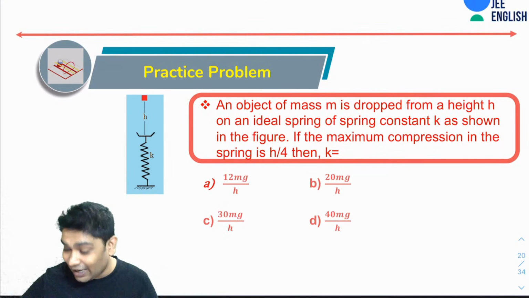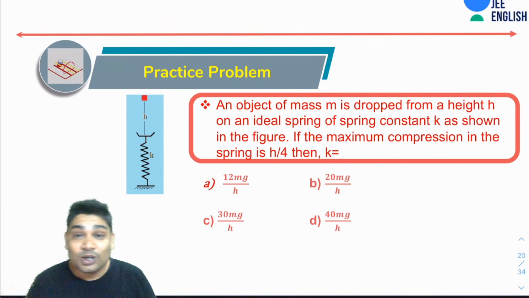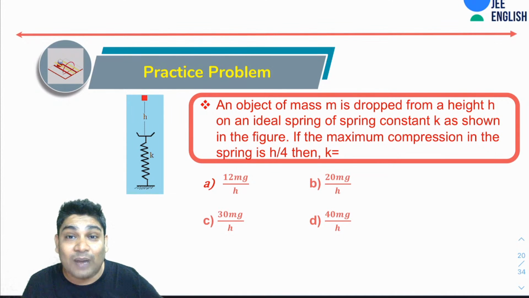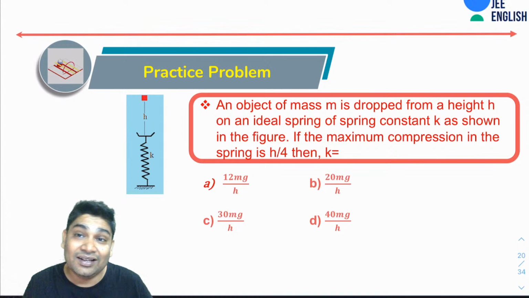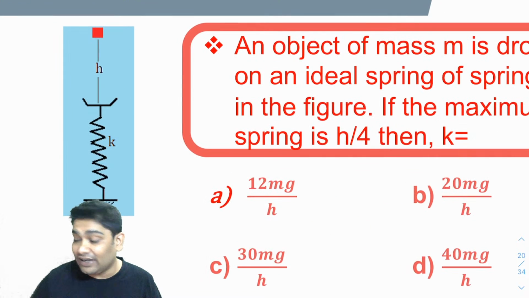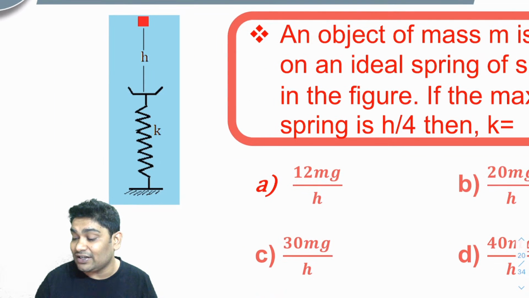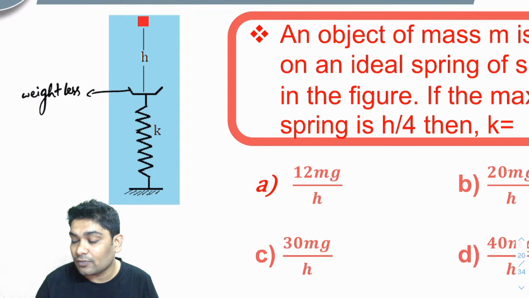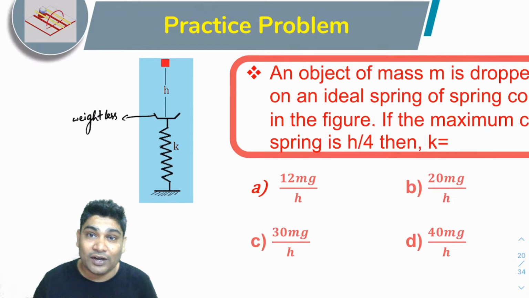Alright, why don't we try another problem? In this problem, you've been told an object of mass m is dropped from a height h onto an ideal spring of spring constant k. So this pan also is weightless. Consider this pan to be weightless. It is a part of the spring. So this is a weightless, or massless, pan, whatever.